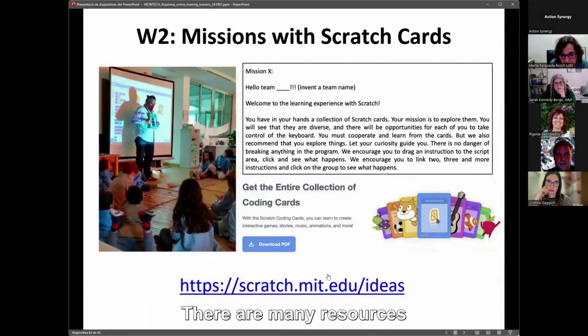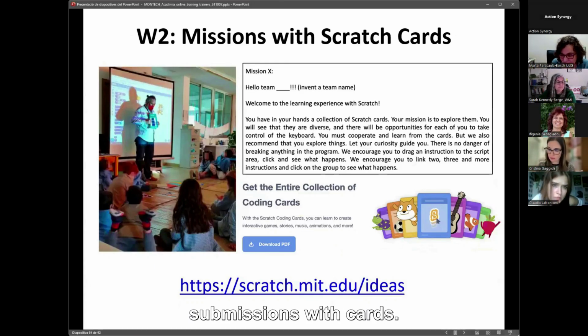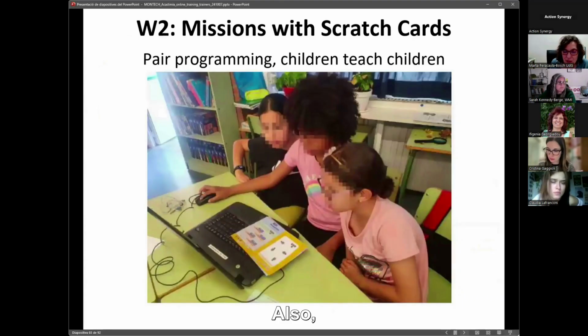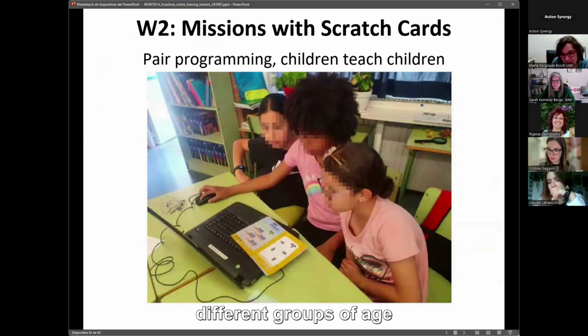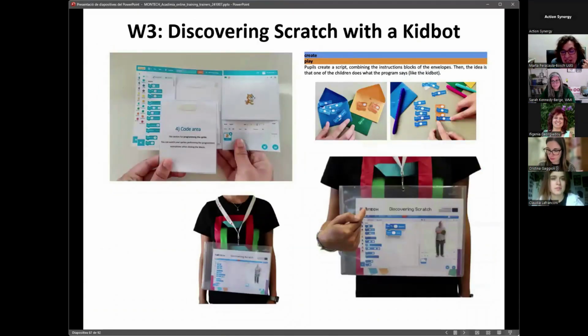There are many resources to learn Scratch that are provided by the platform, like doing it by missions with cards. Okay, then also doing it in pairs, and this is also very Montessorian. Children are mixed in different groups of age and different knowledge, so they also learn and help each other. Or a challenge, we call it the 10-block challenge. We'll try to do it.